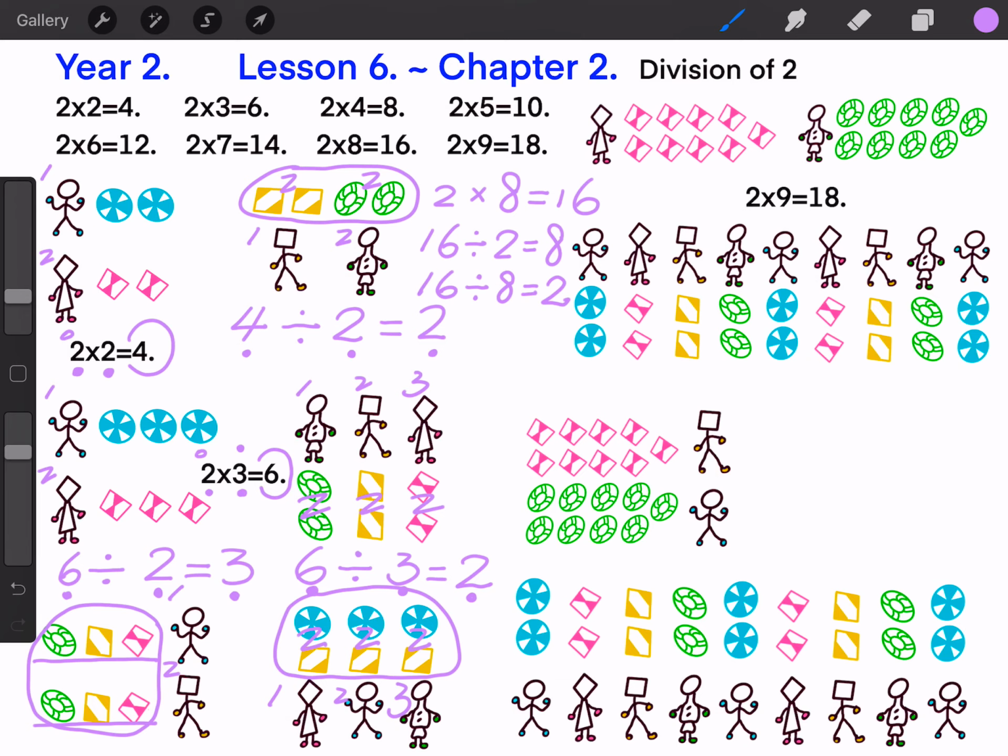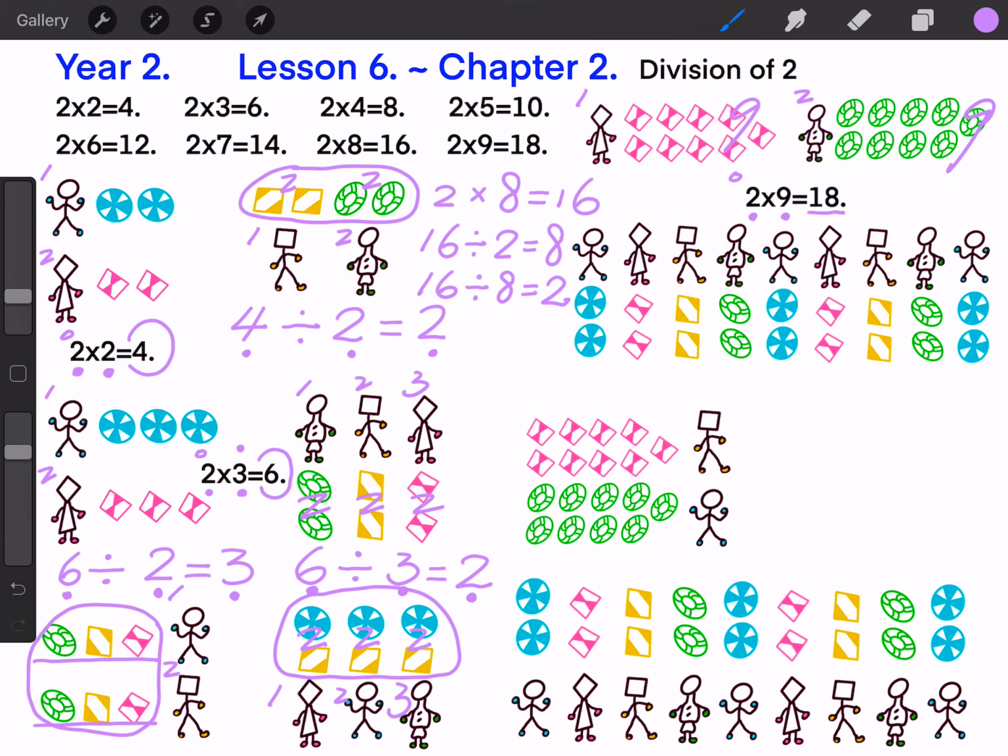Now, I would like to explain 2 times 9 equals 18 together with you. So as always, two possibilities. First possibility, there are two kids. Each kid has 9 candies. So totally, there are 2 times 9 equals 18 candies.